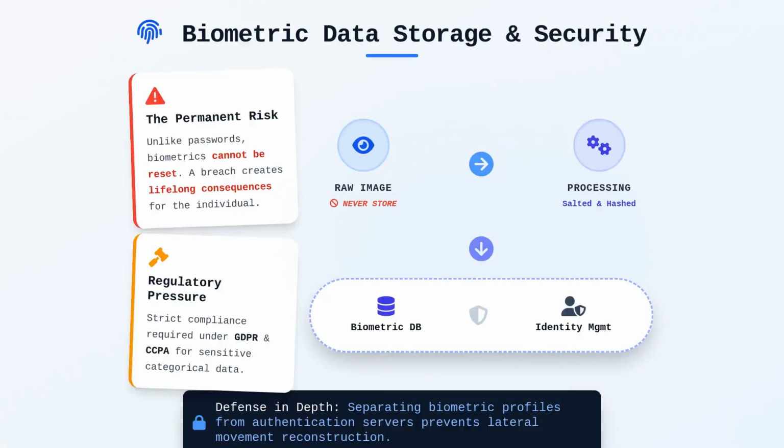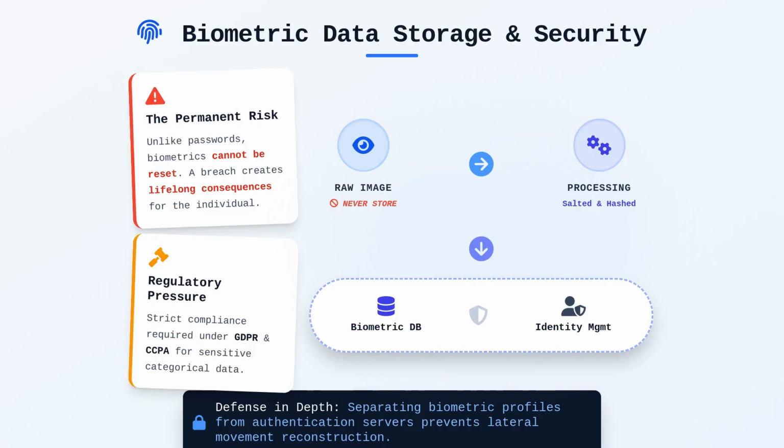Storing biometric data introduces significant privacy and security dilemmas that organizations must address through careful architectural design. Unlike a password, which can be reset when compromised, a biometric template is a permanent marker of an individual's identity, making data breaches carry lifelong consequences. Regulations like GDPR or CCPA impose strict requirements on how such sensitive categorical data is collected, stored, and managed.